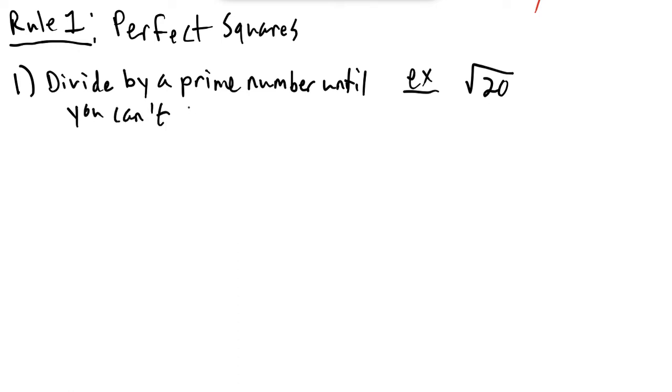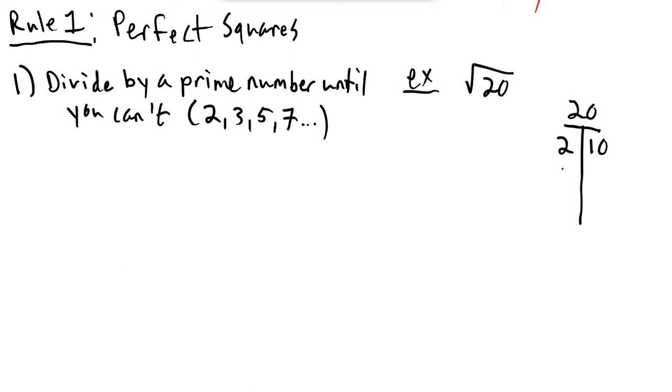And remember, prime numbers are the ones that can't be divided by anything except for themselves and 1. So things like 2, 3, 5, 7, and so on. So we're going to rewrite 20 over here. We're going to put it at the top of a t. And we're going to start by dividing by a prime number. Let's start by dividing by 2. If we divide out a 2, we're left with 10.